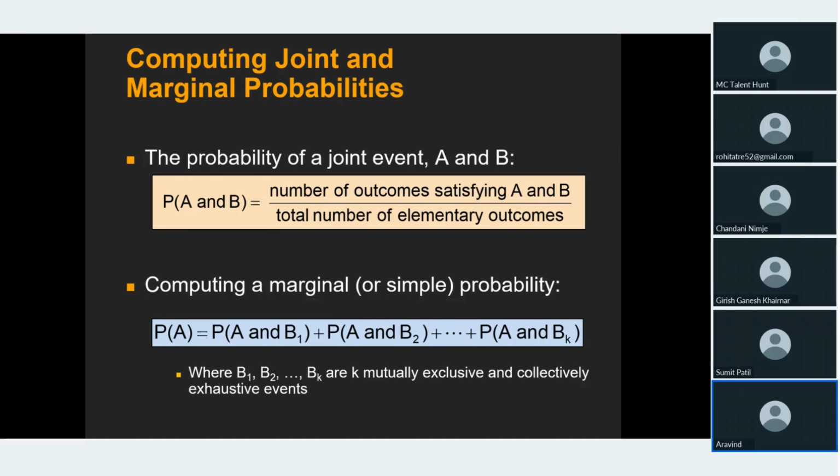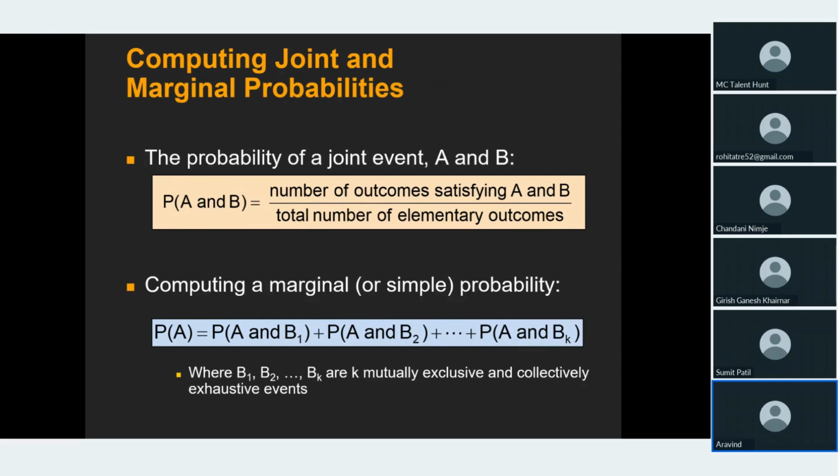Marginal probability is also called simple probability. It talks about one event in combination with all the other events, like B1, B2, and so on, but it should combine with A itself. It's one event. B1, B2 cannot be in the one combination itself. That's the main rule.